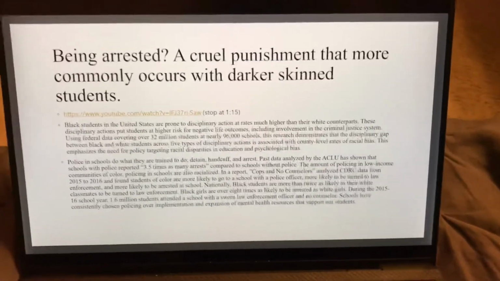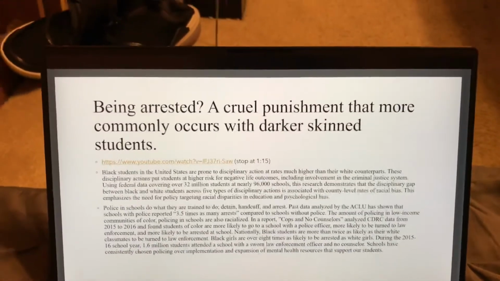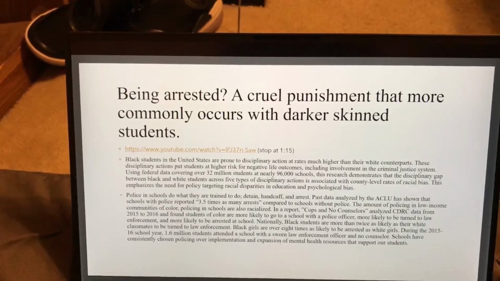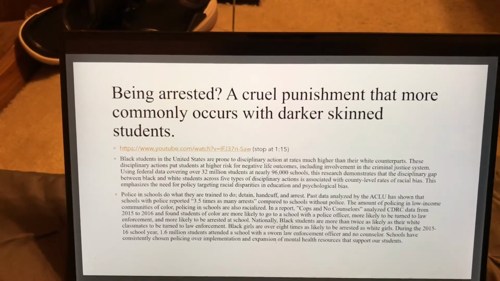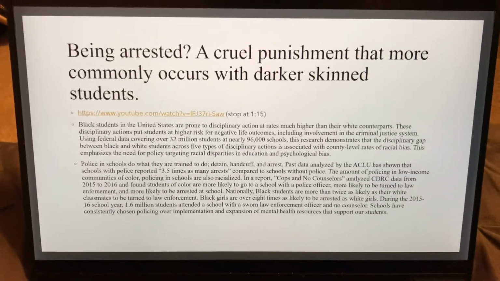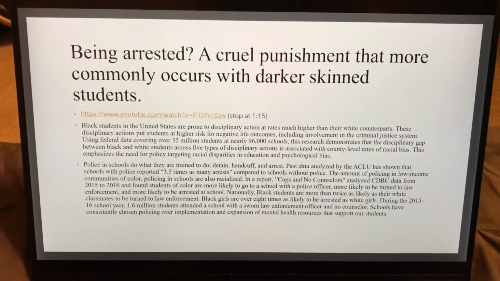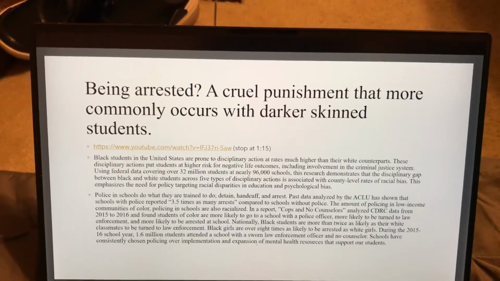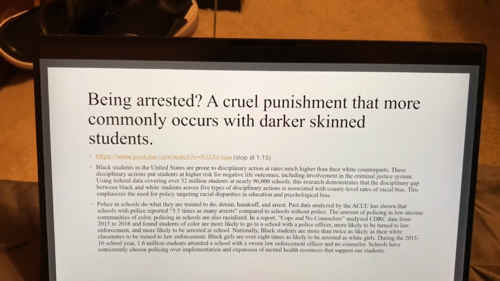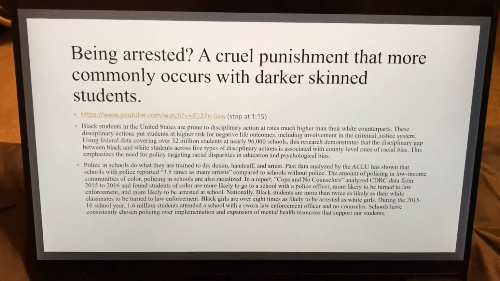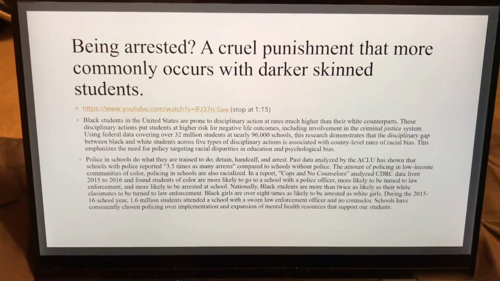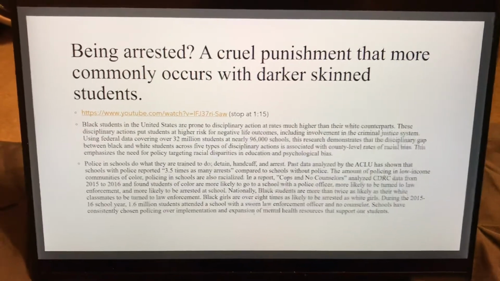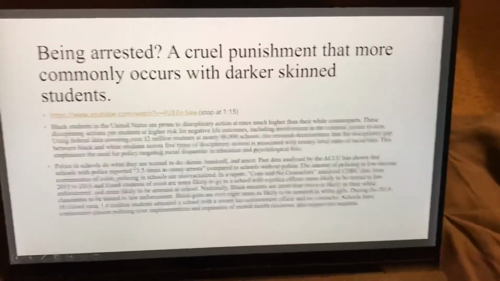One of these is being arrested in school. It is known that a lot of schools focus more on discipline rather than the mental health of students, and that a lot of teachers and staff at schools tend to believe that Black students or darker-skinned students are more aggressive and need stronger disciplinary actions, and they normally tend to go towards using the police right from the start.